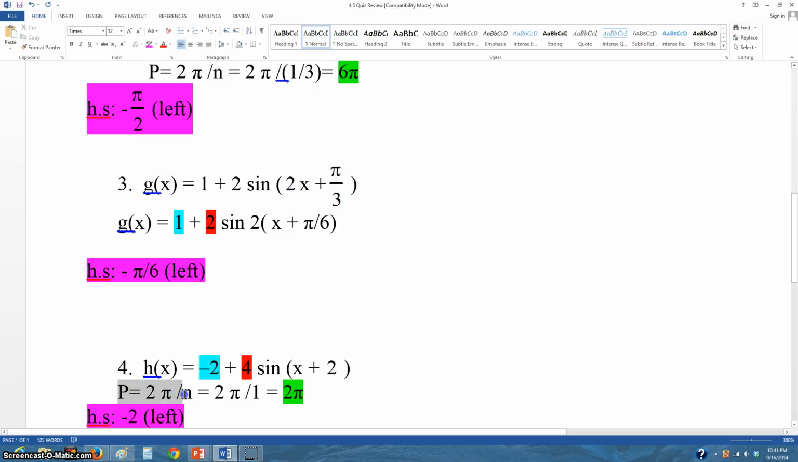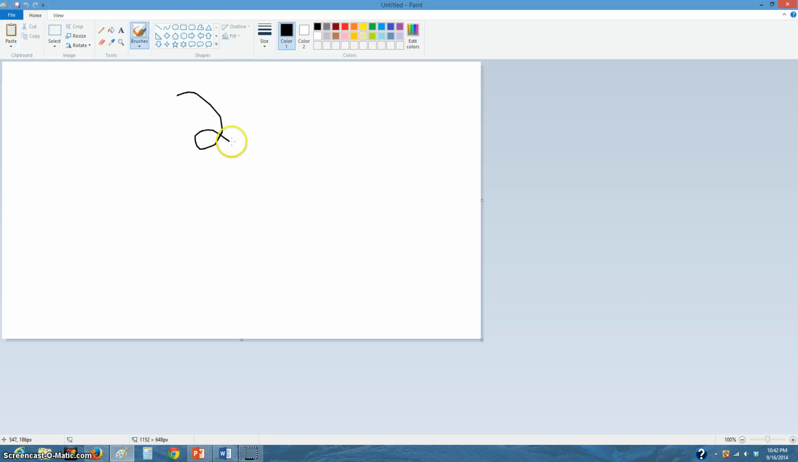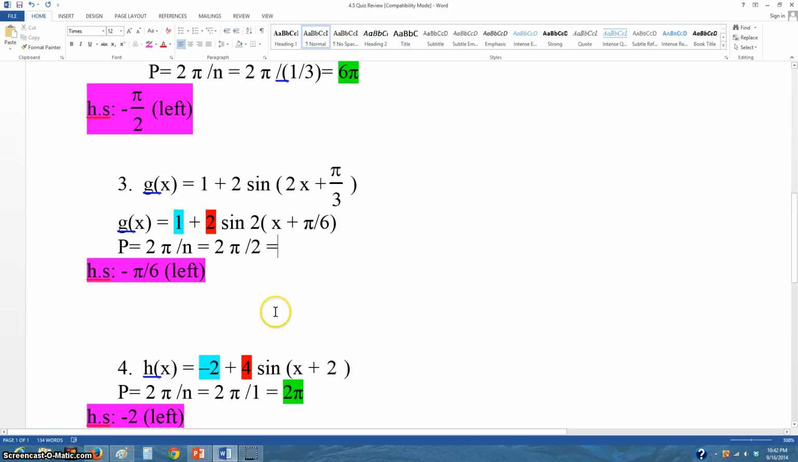Period equals 2 pi over n, which equals 2 pi over, and in this case, what is n? In this case, n is 2. So if you do the math, we have 2 pi over 2, which reduces to just pi right there. So my period is just pi.